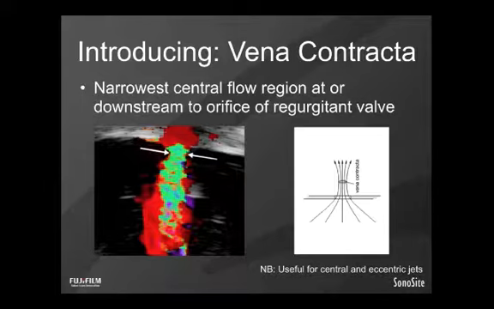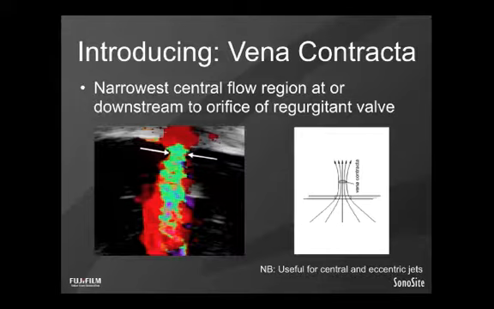So the vena contracta I've mentioned now a couple times, and the vena contracta is identifying the narrowest region of central flow at or downstream to the orifice of a regurgitant valve. This is not straightforward to apply at point of care most of the time because the resolution frequently in our critically ill patients, as is often the case when frantically assessing a valve, doesn't always allow for an accurate measurement.